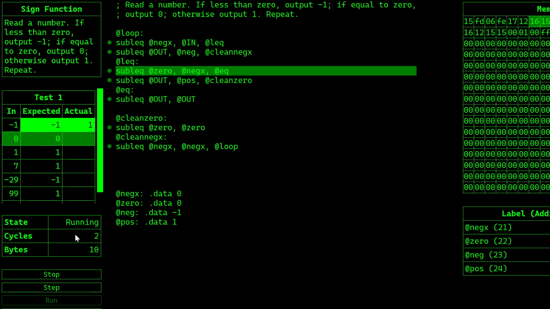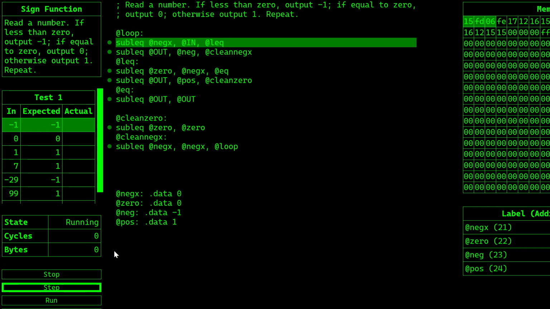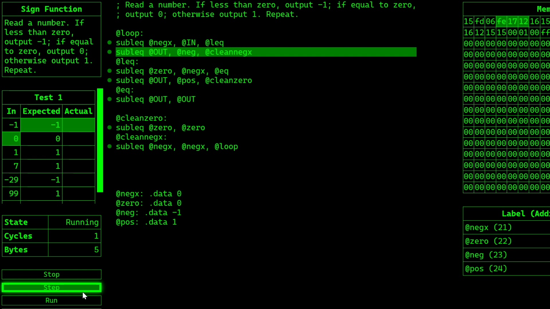I wrote a 1 instead of a -1. What? No, yeah, if less than 0, I'll put a -1. If 0, I'll put 0, otherwise I'll put 1. Okay, so I did get this wrong. All right, so let's try this again. Subtract from 0 the input. Was the result less than or equal to 0?